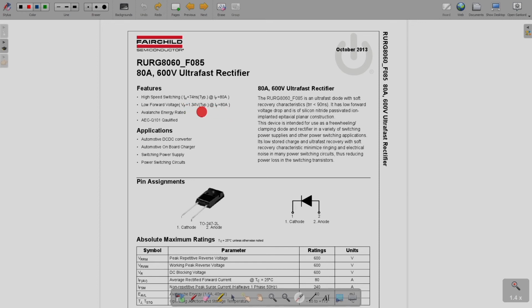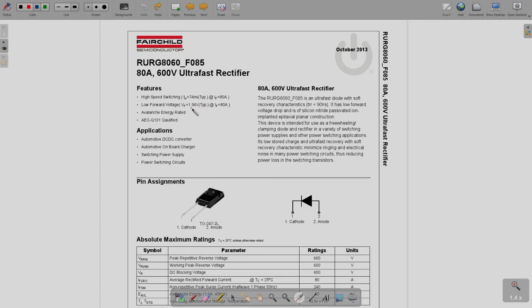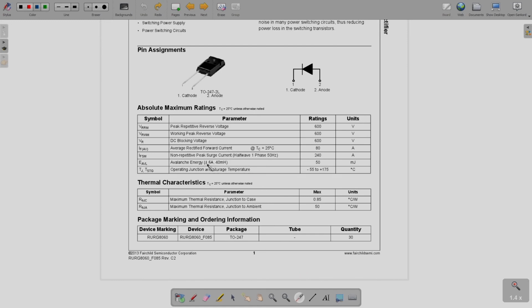Now, here itself you can compare it with the Schottky diode, where it was given as 0.7 volt, whereas here this is 1.34 volt. So this has a higher forward voltage drop as compared to the Schottky diode. Then next you see these absolute maximum ratings: the peak repetitive reverse voltage is given as 600 volt, the working peak reverse voltage is the same, and the DC blocking voltage is also the same. So all three voltage ratings are the same for this diode.